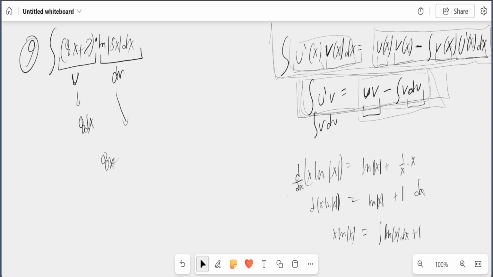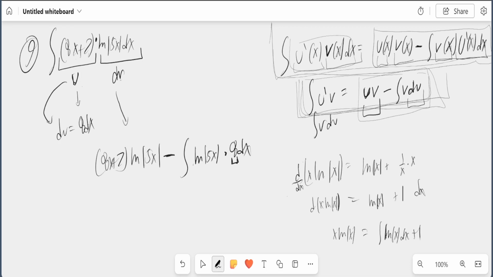(8x plus 7) times ln 5x minus the integral of v du. This is du, right? v du. So minus that's v du, yeah. So v times 8 dx. Because it's v du and our u is this, and so our du is 8 dx. So you need to multiply v by du.